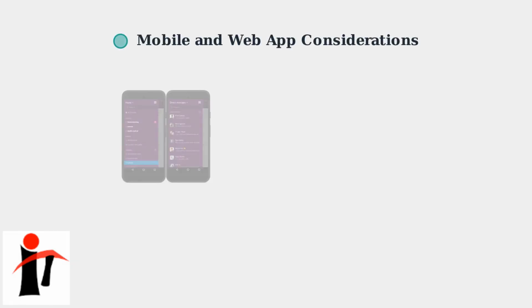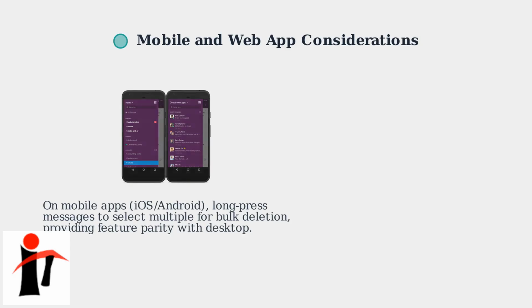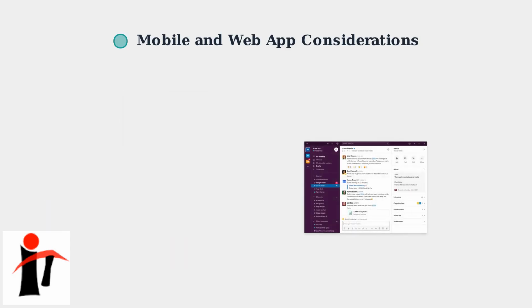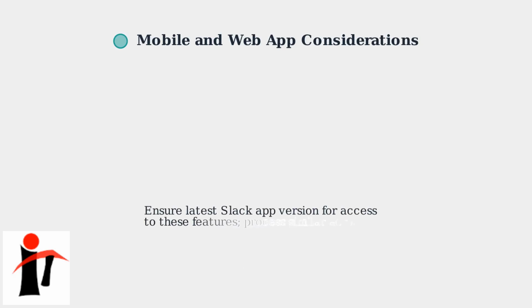Slack's mobile apps for iOS and Android now support bulk deletion, matching desktop capabilities. Long press messages to select multiple for deletion, maintaining consistency across devices. The web app has improved with keyboard shortcuts such as Ctrl-Shift-D on Windows for quick message deletion, enhancing efficiency for bulk operations. Make sure to use the latest Slack app version to access these features. The deletion process remains similar across platforms, though interfaces may vary slightly by device.